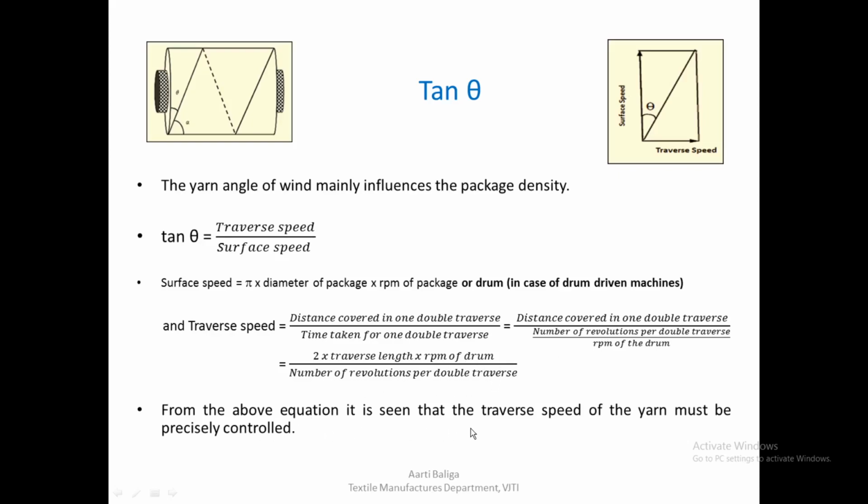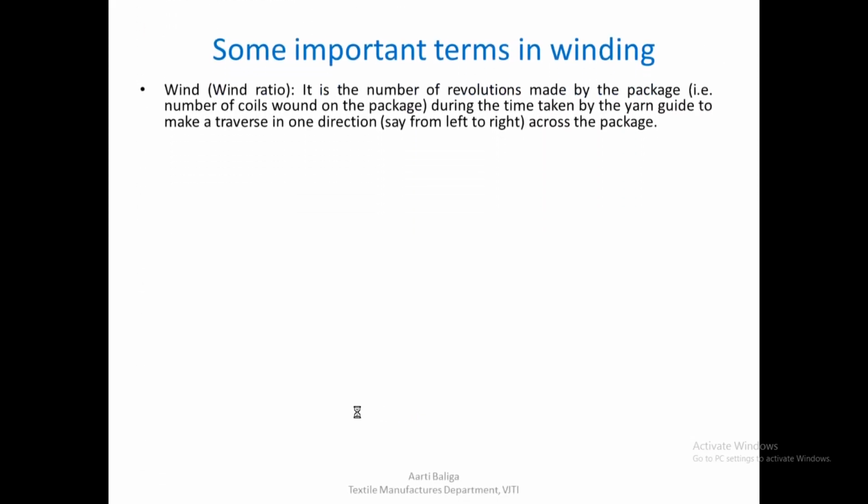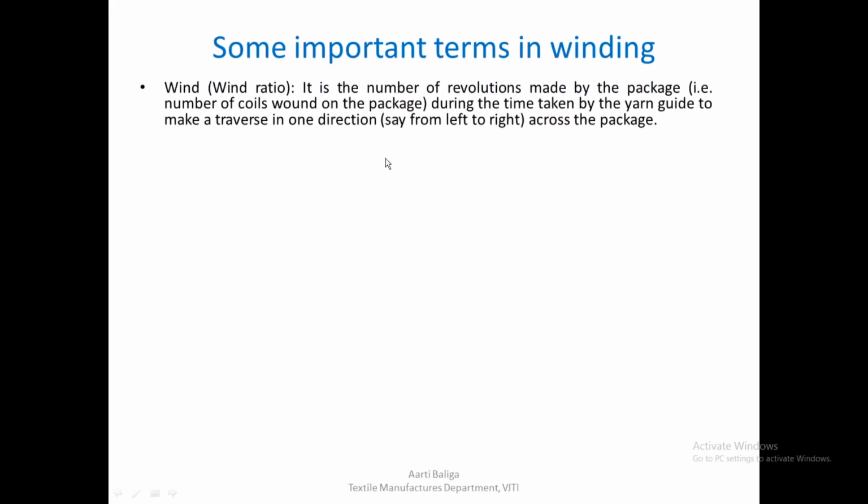From the above equation, it is seen that the traverse speed of the yarn must be precisely controlled. If we are able to control the traverse speed of the yarn, then we can easily control theta over here. So coming to the next important term in winding, which is the wind or the wind ratio.